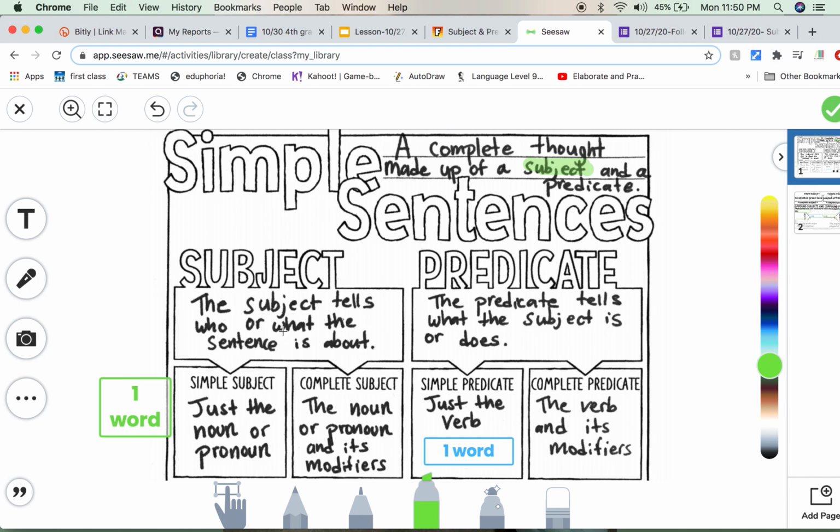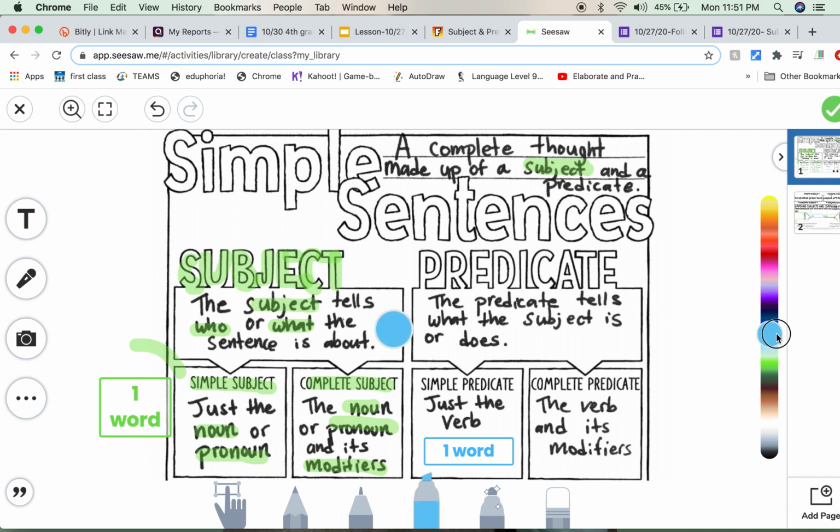A subject tells who or what the sentence is about. And we're going to color in the word subject in our doodle notes. And it's always the who, the what the sentence is about. We're going to look at simple subject. That's just a noun or pronoun. The complete subject is the noun or pronoun and its modifiers. Remember, the simple subject is just one word. That's why you have the text box right there.